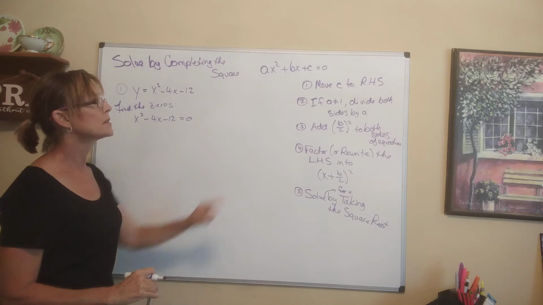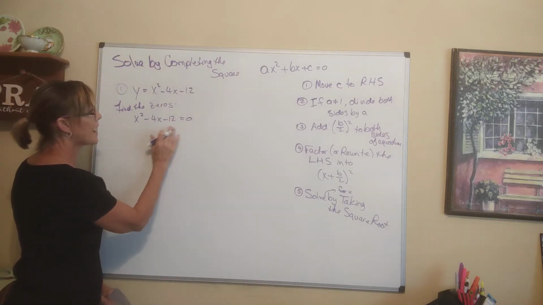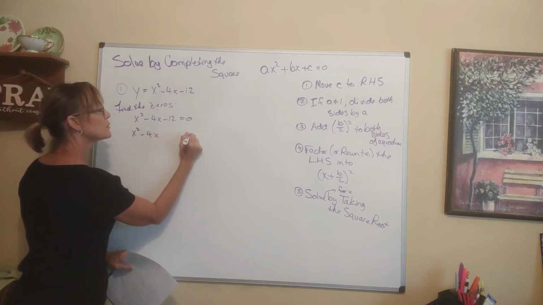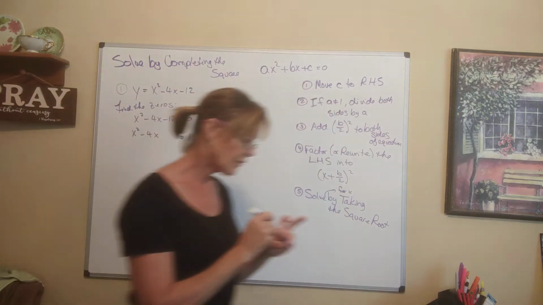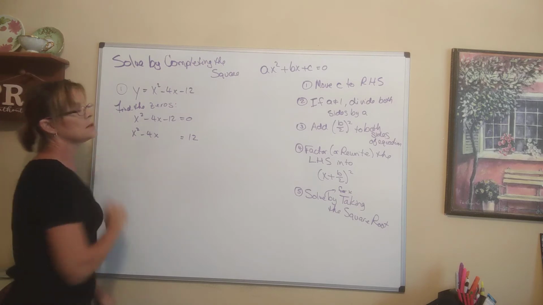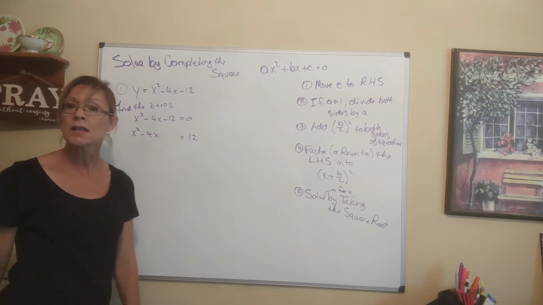To solve by completing the square, we're going to move c to the right-hand side. And so we move c by adding 12. x squared minus 4x is equal to positive 12. That was step number 1. Step number 2, if a does not equal 1, divide both sides by a. Well, a does equal 1. You can go ahead and divide it by 1 if you want to, but it'll look exactly the same.